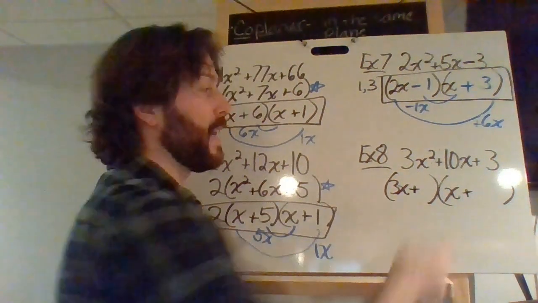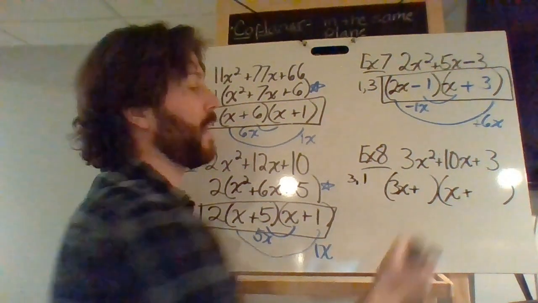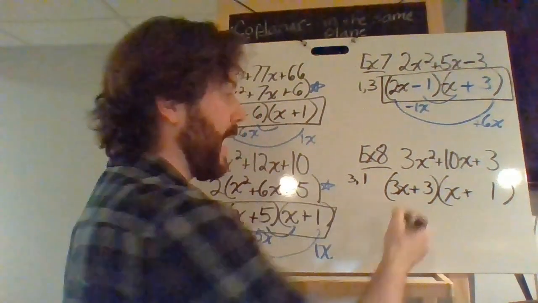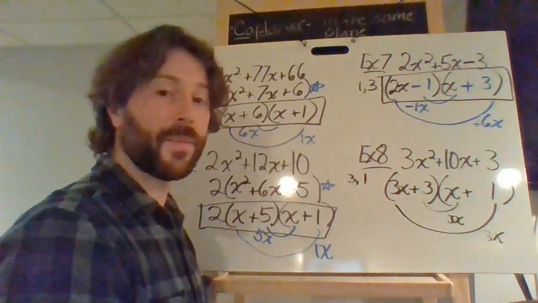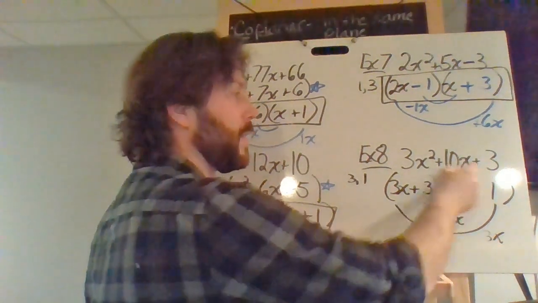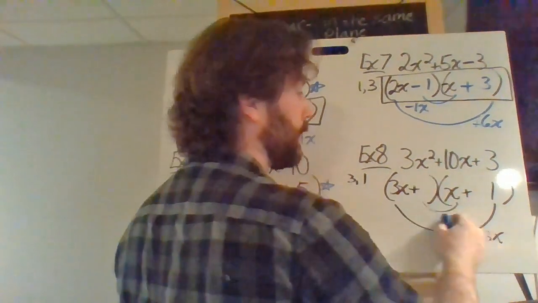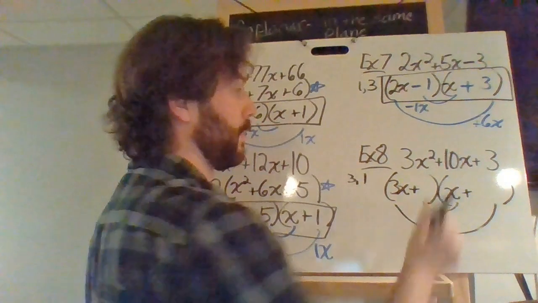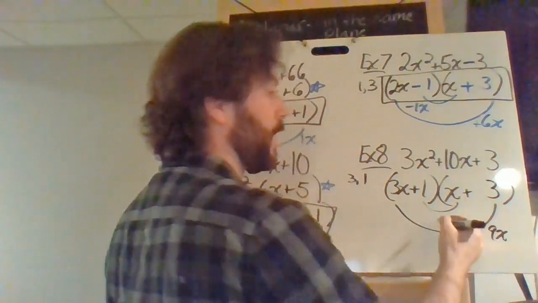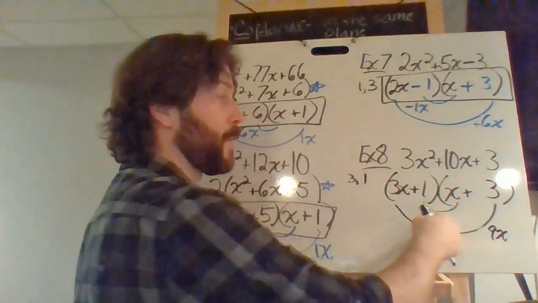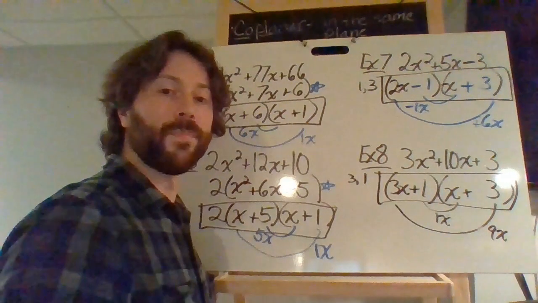Now I need numbers that multiply to give me 3. And my only options are 3 and 1. The question is, in which order do they go? Well, let's try them. On the outside here, I would get 3x, and on the inside here, I would get 3x. And I need to be able to add these two to get that 10x. Well, that doesn't add up to give me 10x. So let's try reversing them. On the outside now, we have 9x, and on the inside, we have 1x. 9x plus 1x gives me that 10x that I need. So these are factored now.